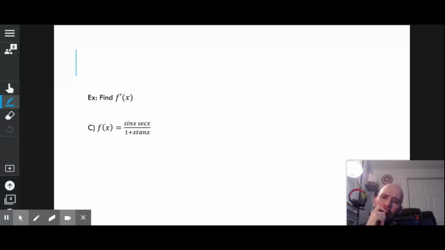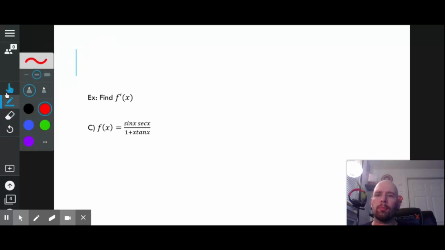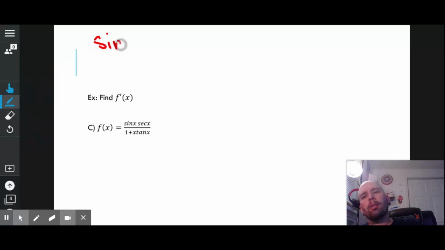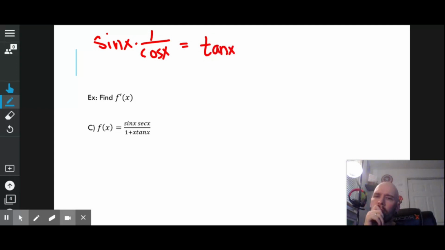Before I get started on it, I'm going to see if I can make certain things go away. I'm not sure I can. Actually, I take that back. I can. Sine x, so I'm looking at the top. The lag is bad. Let me try that again. Sine x times secant x is the same thing as saying times 1 over cosine x, which gets me tangent. So I'm going to rewrite this guy as tangent x over 1 plus x tangent x. Unfortunately, there's nothing I can do about that.